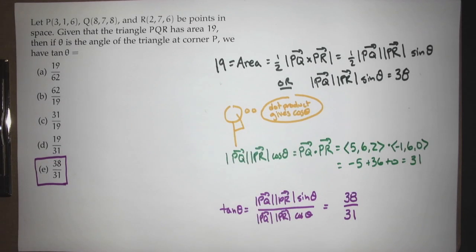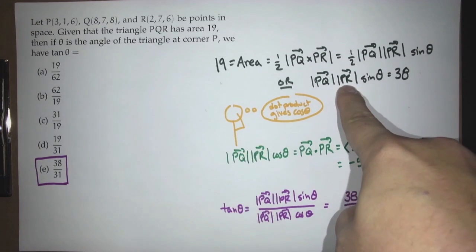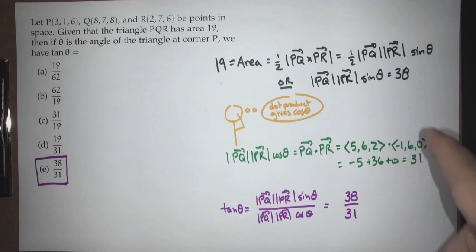Well, they probably gave you information because it was useful. So what do we know about areas of triangles? Areas of triangles come from cross products. And in particular, half of the magnitude of the cross product is the area of the triangle. So if we write down how you find the magnitude of a cross product, it's magnitude of PQ times magnitude of PR times sine of theta equals 38.